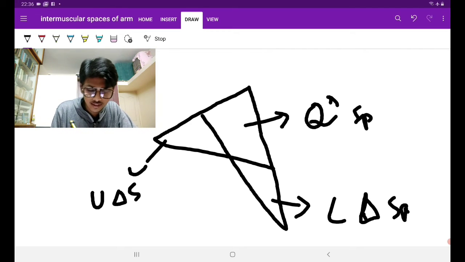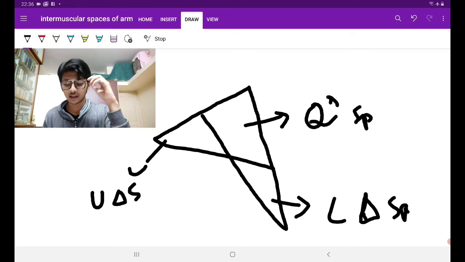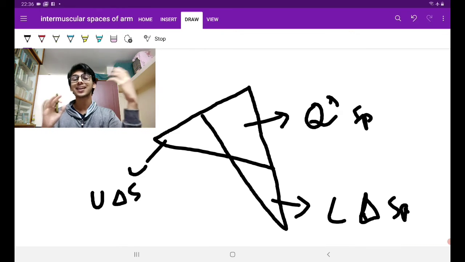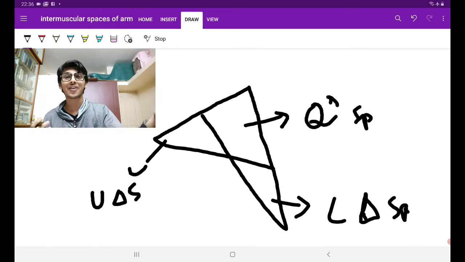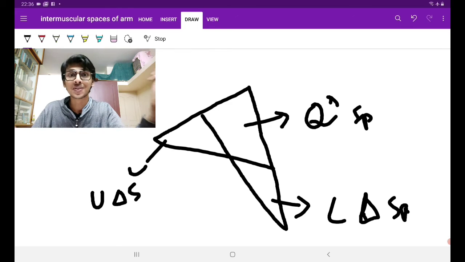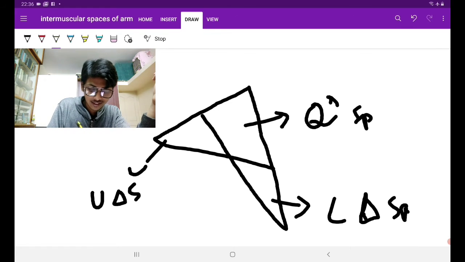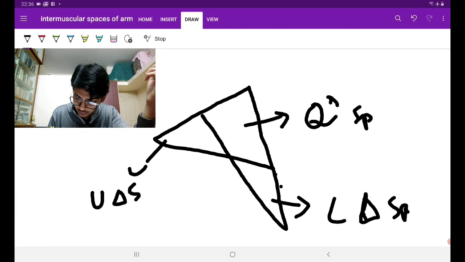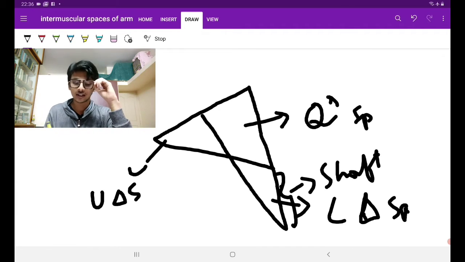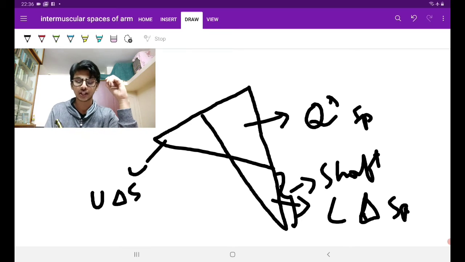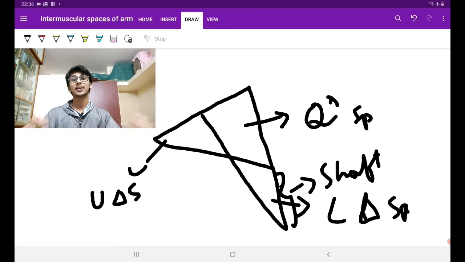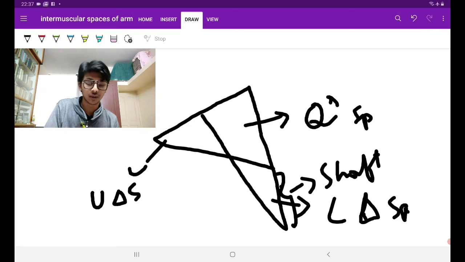So what are the contents, guys? We can remember mnemonics, but one of my teachers taught me a conceptual understanding that I found very effective. I hope you will also find it effective. See here, guys, what did we discuss? What was this border? This was the shaft of humerus, isn't it? The posterior aspect of the shaft of humerus has a very important groove. This is the groove for some very important structure. That is the radial groove, spiral groove. Okay, spiral groove, radial groove are the same.